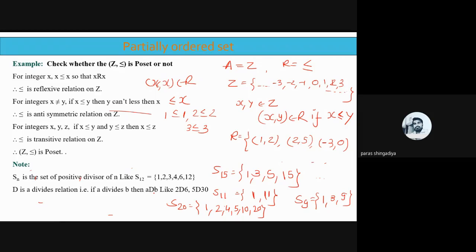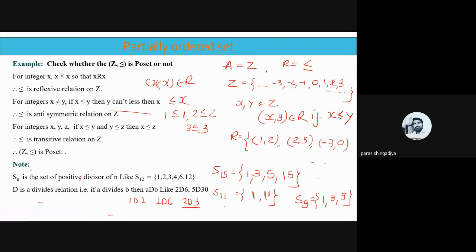So what does it mean? Consider two numbers A and B belonging to the set which follow this divide relation. I can consider S12, let us take. Let us check which A and B you can consider in the divide relation. I can consider 1 divides 2. That is true. 1 divides 2 means A divides B. 2 divides 6, meaning you can divide 6 by 2. 2 divides 6, but we cannot write 2 divides 3.